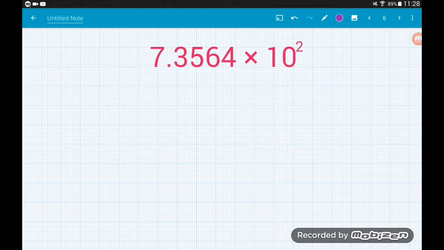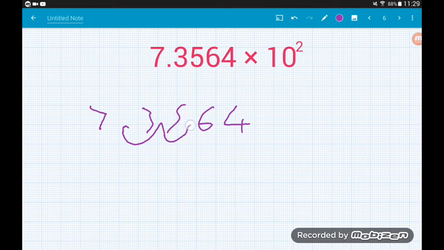Okay, what about 7.3564 times 10 to the power of 2? So let's write down our number, 7.3564. Now, hopefully you're realising by now, all that's happening is our decimal point is moving to the right the same number of places as the value of the power. So here, if we're multiplying this number by 10 to the power of 2, our decimal point is just going 1, 2 places to the right.